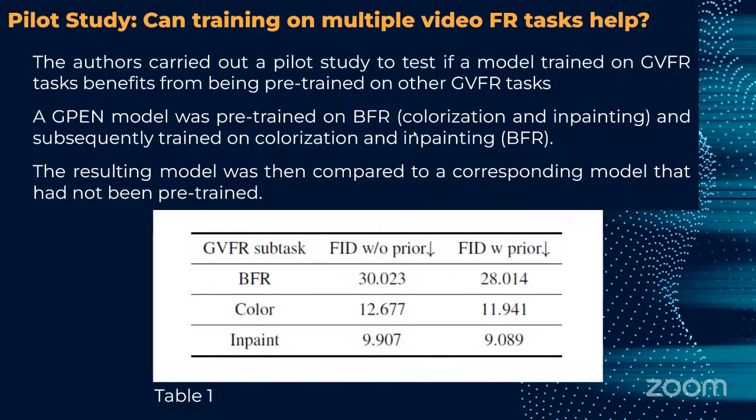And the results achieved by this model were then compared to the results of essentially the same model, but without the pre-training. And for the evaluation here, the Frechet inception distance metric was used. And it really turned out that the pre-trained model always performed slightly better than the model that had not been pre-trained. And this really gave the motivation to build this new SVFR model in which these three subtasks are united.